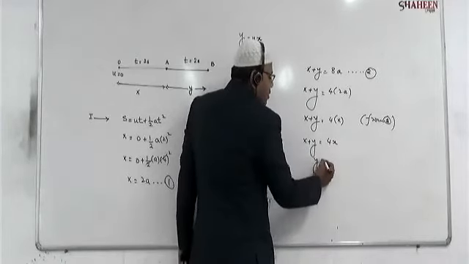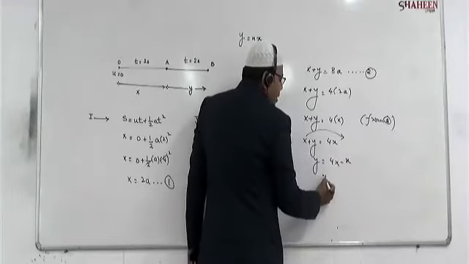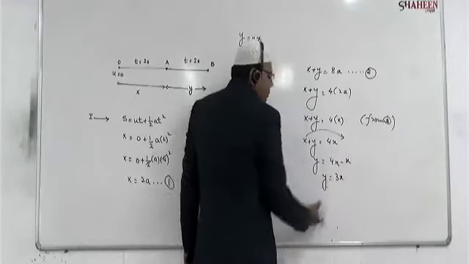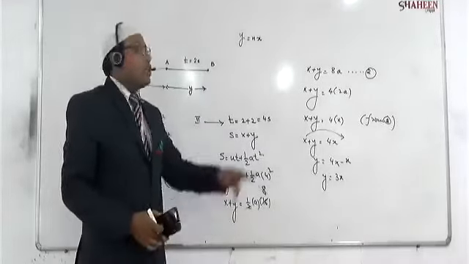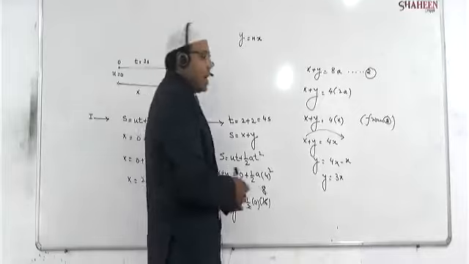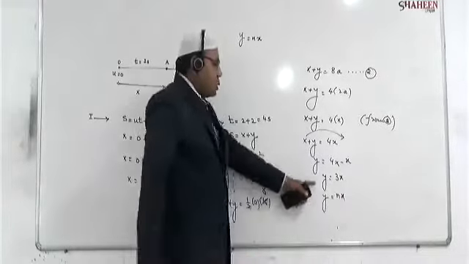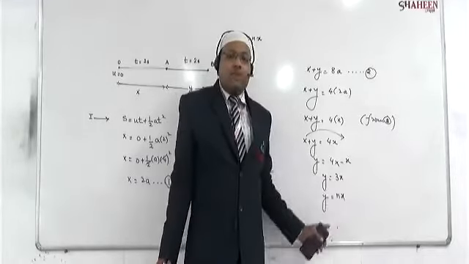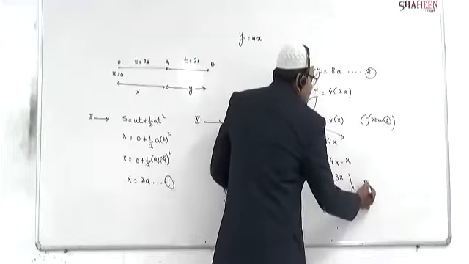Now y is equal to 4x, and if I take x to this side, minus x. So y is equal to what? 3x. y is equal to 3x. This is the relation we are getting. But the given relation is y is equal to nx. So I'll compare with this one. We are getting y is equal to 3x, and given y is equal to nx. So what is the value of n? If you compare, I'm getting n as 3.